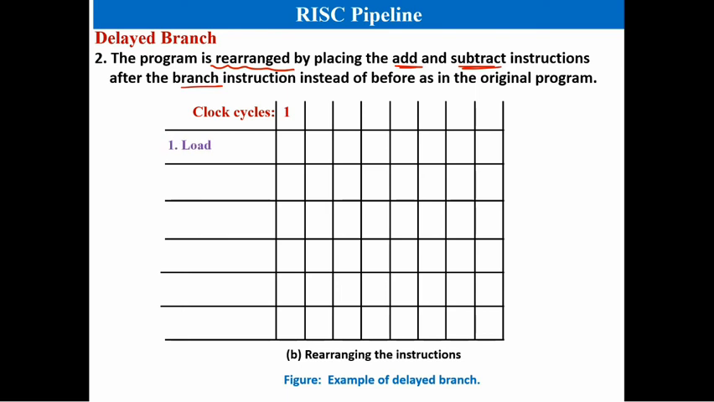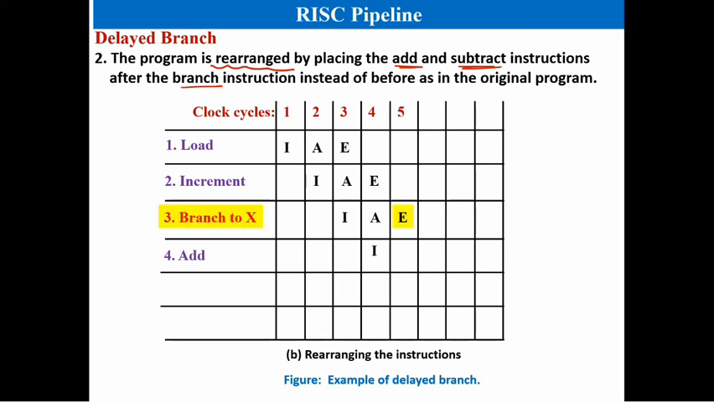Now look at it: in the first clock cycle, load enters the I segment. In the second clock cycle, it enters the A segment, and the second instruction enters the I segment. In the third clock cycle, the first instruction enters the E segment, the second instruction enters the A segment, and the fifth instruction now comes into the third position so that it enters the I segment. And the fourth instruction enters the E segment, the third instruction enters the A segment, and the third instruction, which previously was add, enters the I segment.